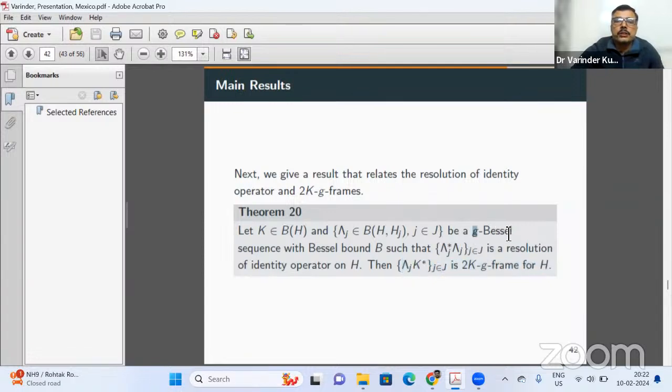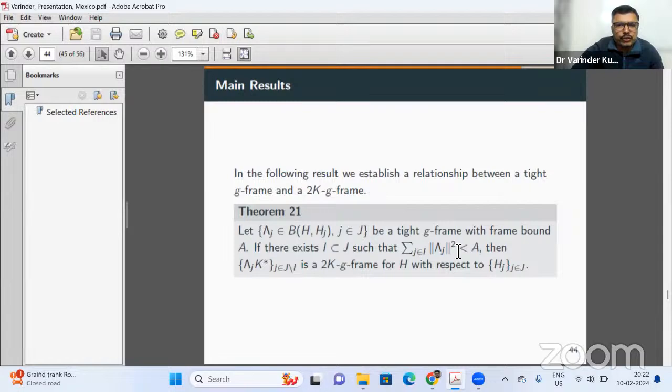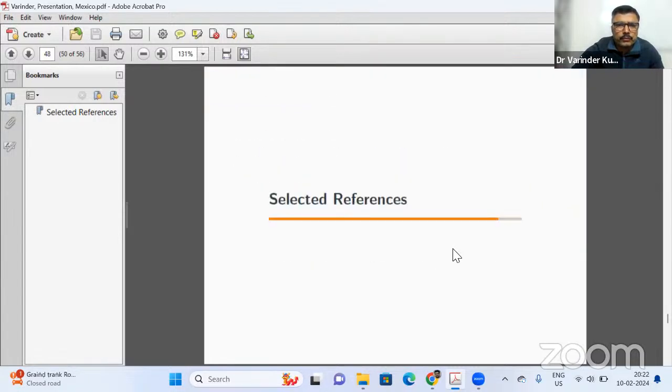So this result tells us when a g-Bessel sequence will become a 2 K-g frame: if this operator Lambda_j star Lambda_j becomes a resolution of identity operator. And this is how the proof has gone. Finally, I would like to conclude by showing some selected references for my work.